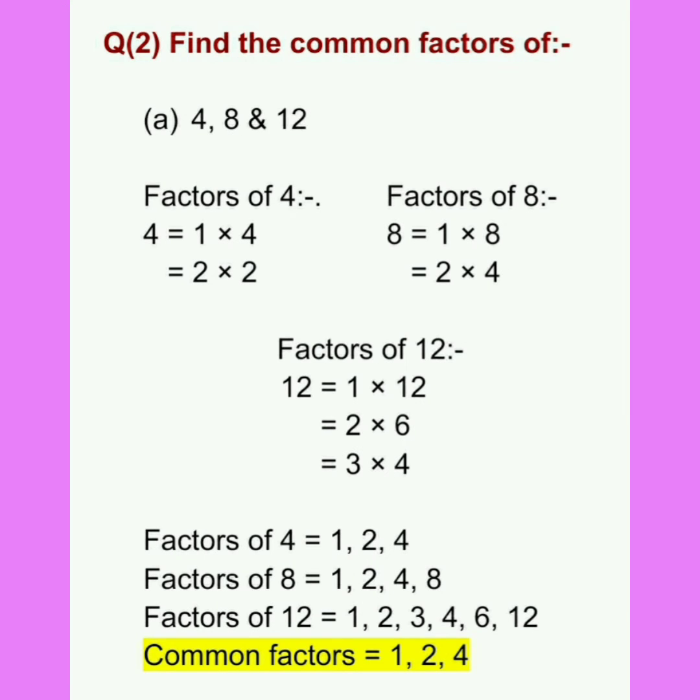Now, question 2. Find the common factors of the numbers. Three numbers are given here. One sum I will solve for you: 4, 8 and 12. Factors of 4, as you know, are 1, 2, 4. Factors of 8: 1, 2, 4, 8. Factors of 12: 1, 2, 3, 4, 6 and 12. So the common factors are 1, 2 and 4.